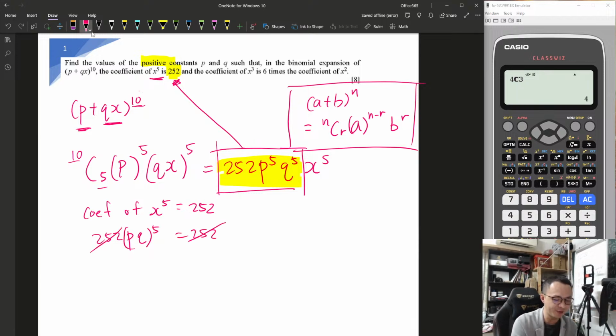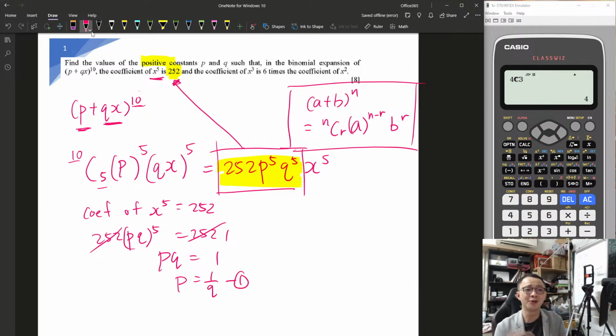I already got that the coefficient of x power of 5 is 252, so p power of 5 q power of 5 equals 252. I divide 252 on both sides, I got 1. And then I take the fifth root of the 1, I still get 1. So I just assume maybe p is 1 over q. This is my first equation. Because this is an 8-mark question, I need to form another equation using the second information.